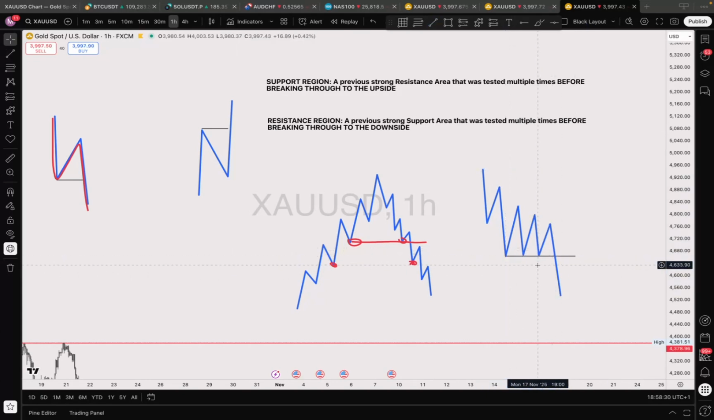Because this area, I told you that your support and resistance area must be a region where price tested multiple times, and it must be a recent region. The testing must be closer to each other. It must not be far from each other.